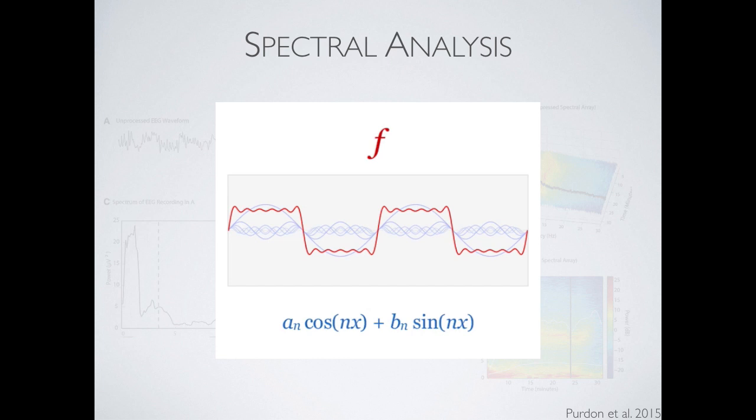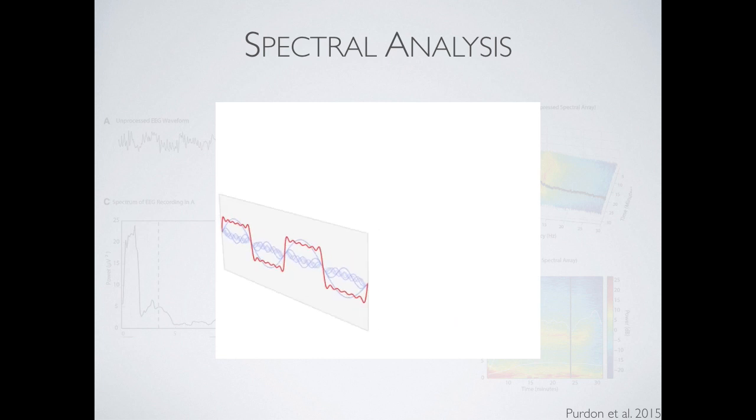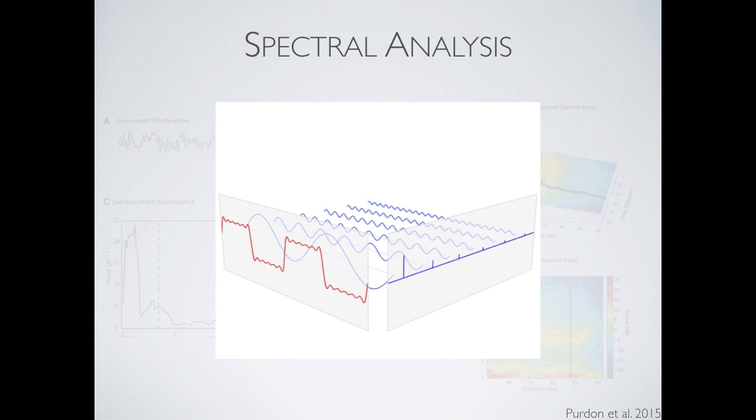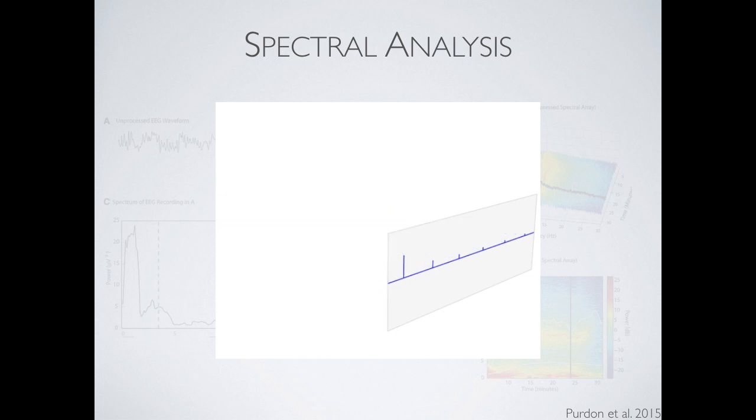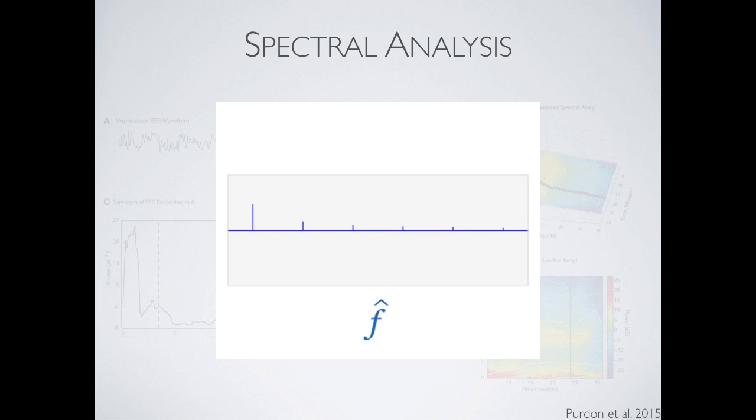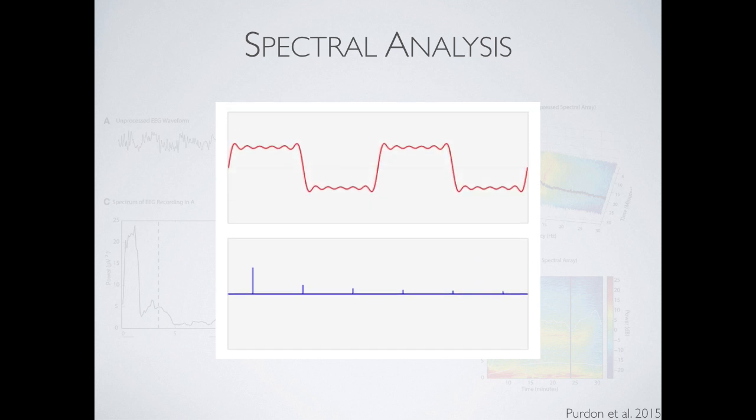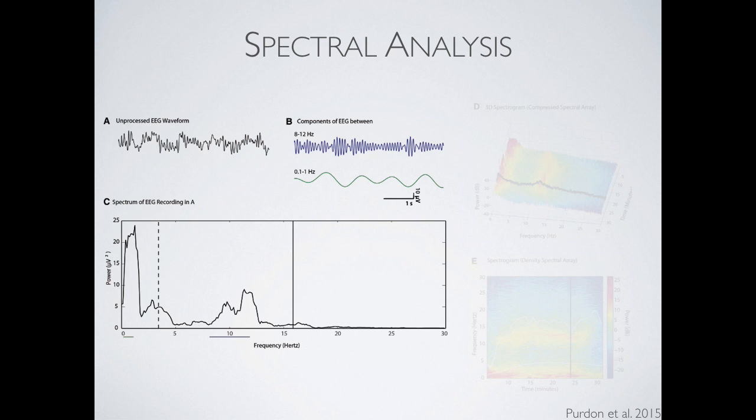Deconstruct it into constituent cosines and sinusoids, split them out. Now we can take a look at the amplitude of each one. This is the Fourier domain, or this is the frequency domain, and this is a power spectrum conceptually. So that's exactly the same as what we were just looking at right here.